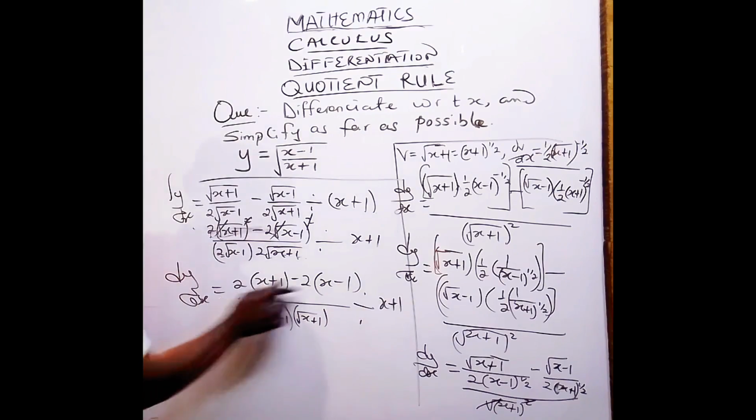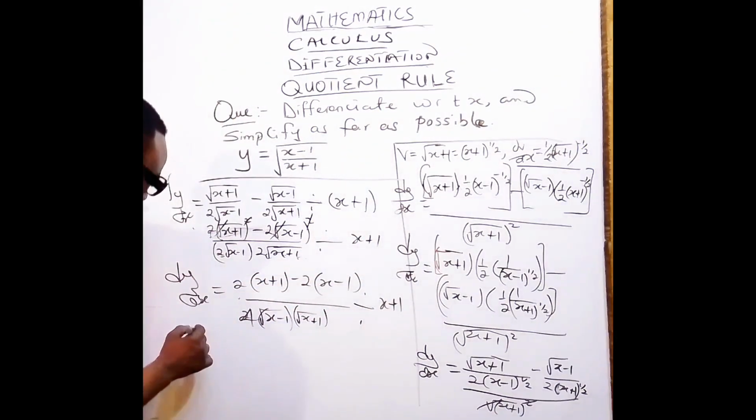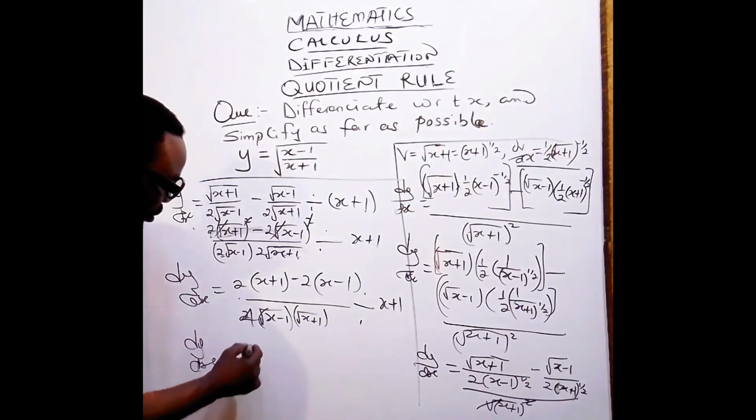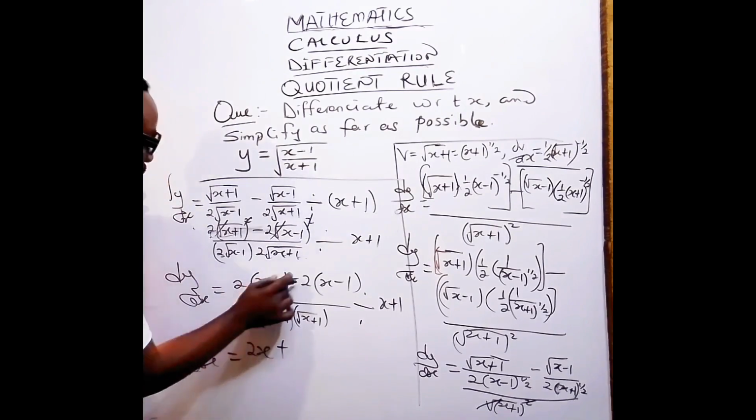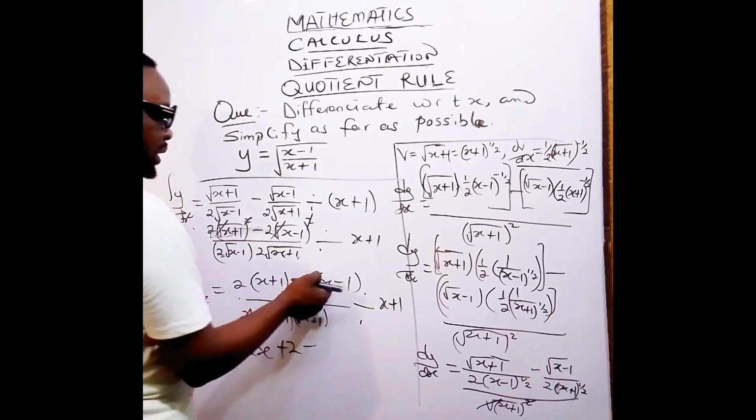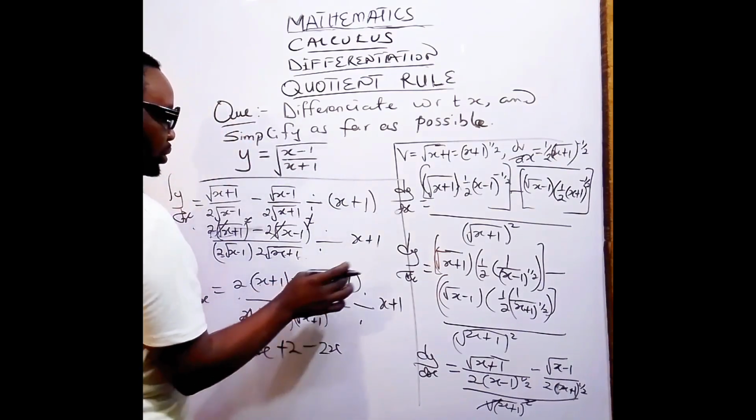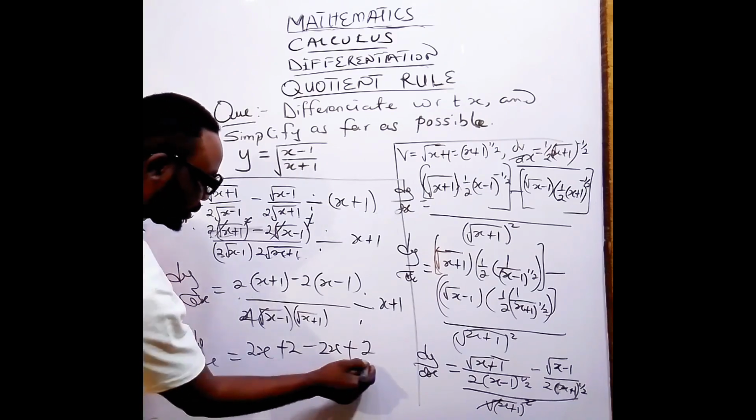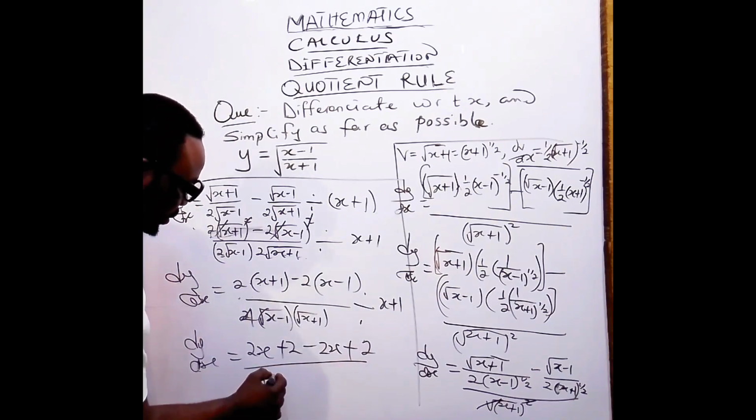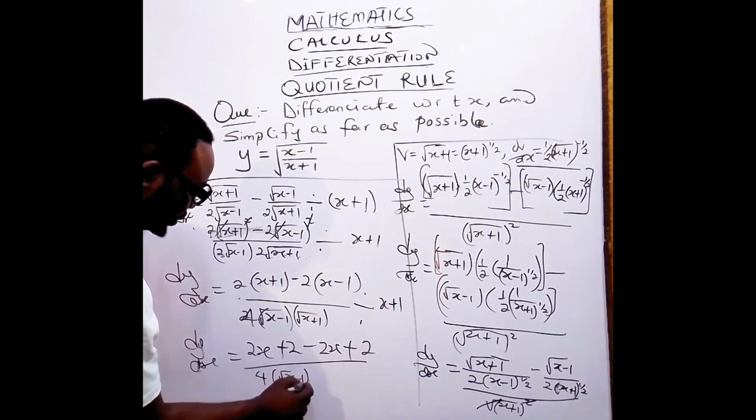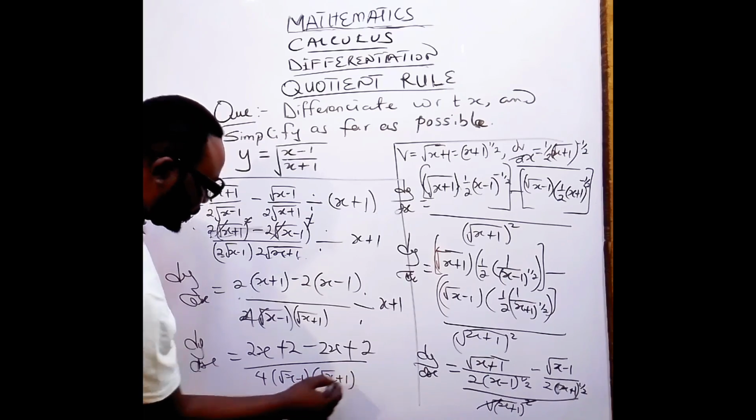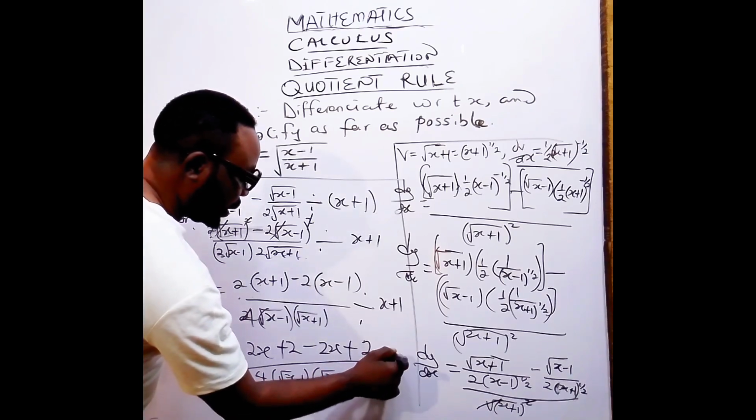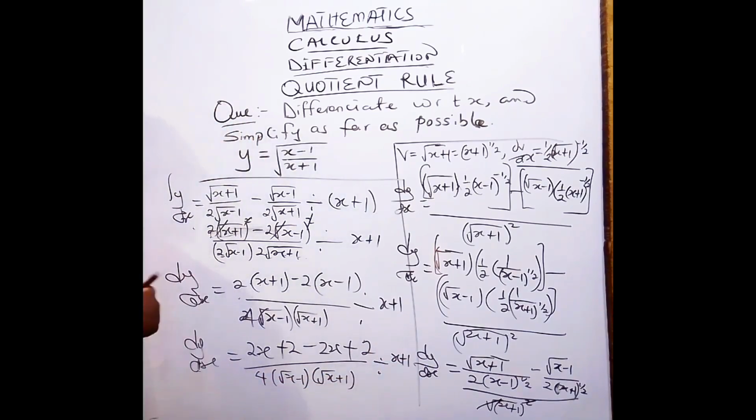Then we can open up the bracket at the numerator here. So we are going to have the y dx to be equal to 2 times x is 2x plus 2 times 1 is 2 minus 2 times x, that was minus 2x, minus 2 times minus 1, that what? Plus 2 all over 4 into bracket root x minus 1 root x plus 1 divided by x plus 1. So, good. I think we are working towards getting the right answer here.